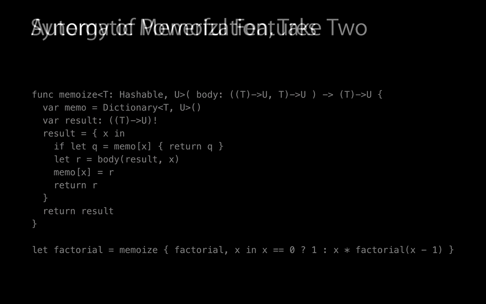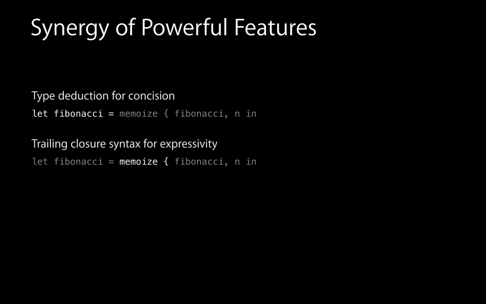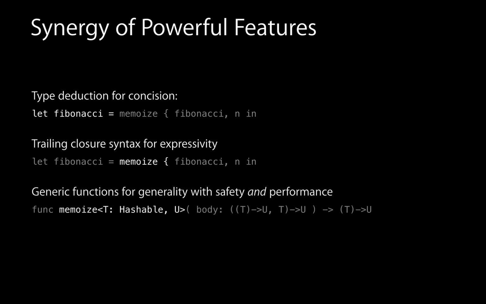And it's pretty cool. So being able to do this relied on the synergy of three powerful features. First, type deduction for concision, so we would have compact and readable code. Next, trailing closure syntax, which evokes control flow while supporting functional programming idioms. And lastly, truly generic functions that are flexible, safe, and fast.